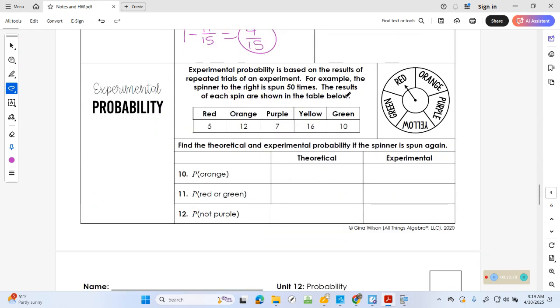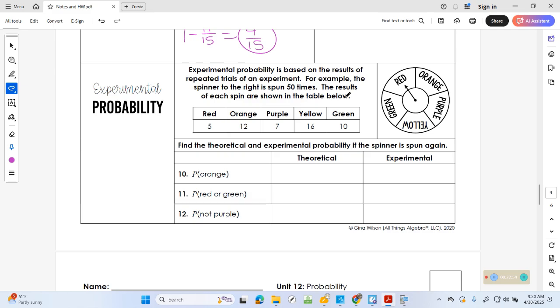So experimental probability is based on the results of repeated trials of an experiment. For example, the spinner to the right is spun 50 times. The results are shown below. Okay. Notice they have these separated out into theoretical and experimental. So the experimental is you're actually spinning it 50 times. I'm actually doing it. Theoretical is we're just going to look at it and figure out, just from the picture without me spinning it, what would be the probabilities.